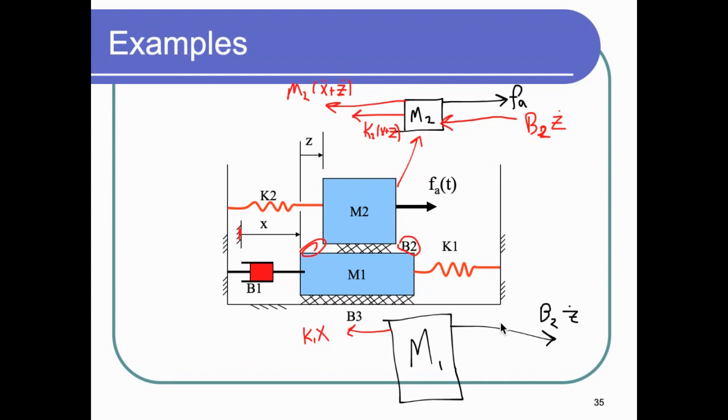Again, is B2 affecting just M2 or M2 plus M1?